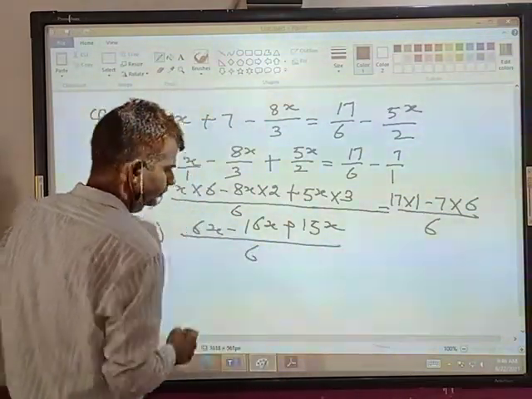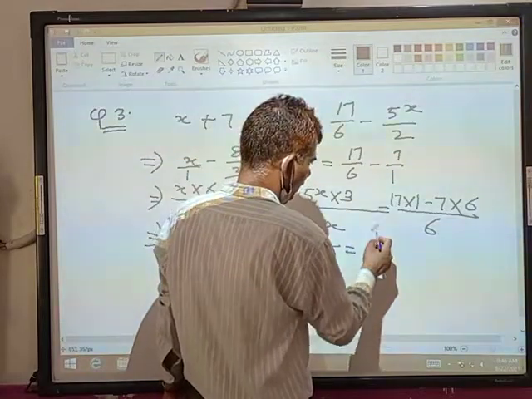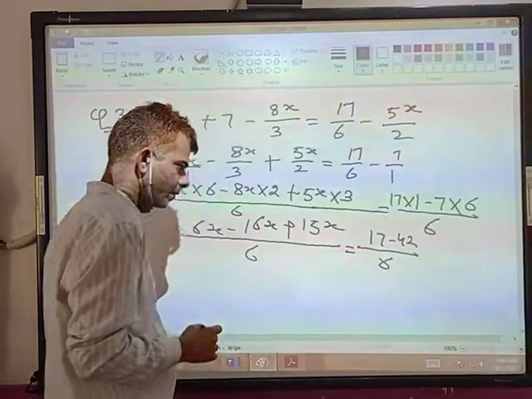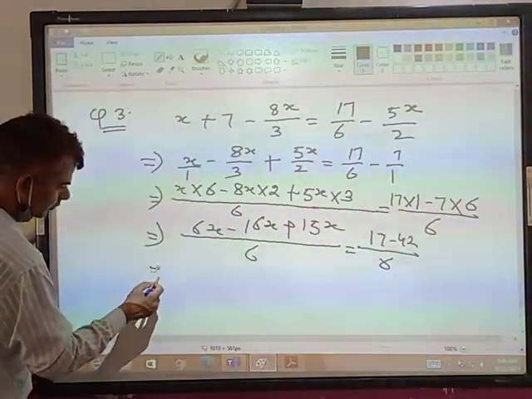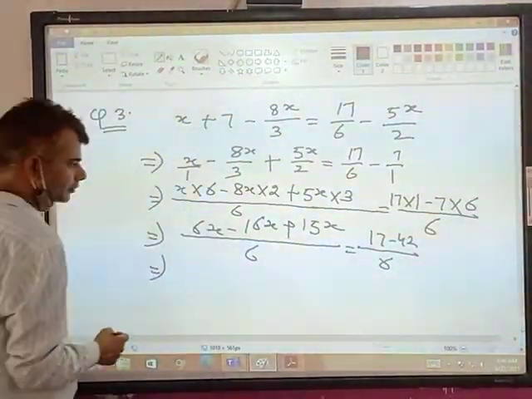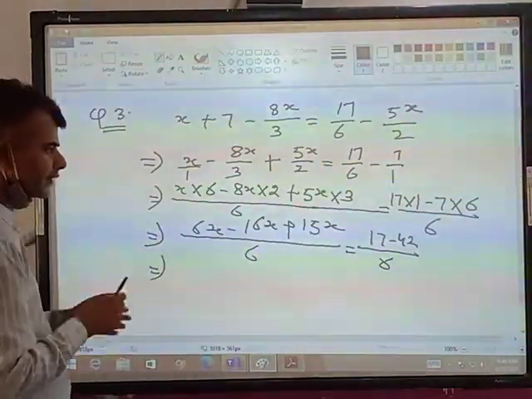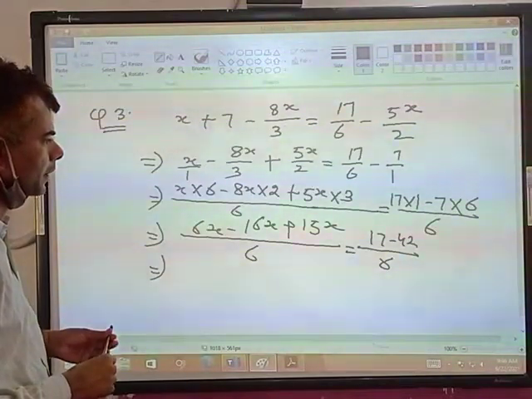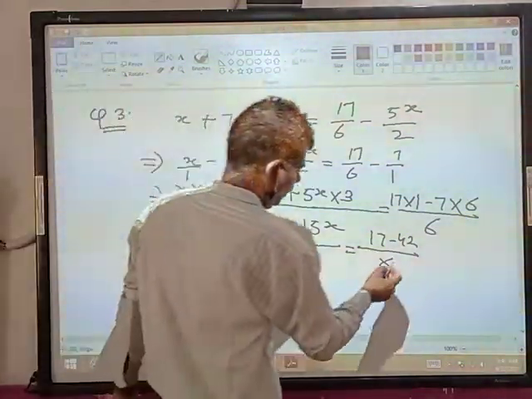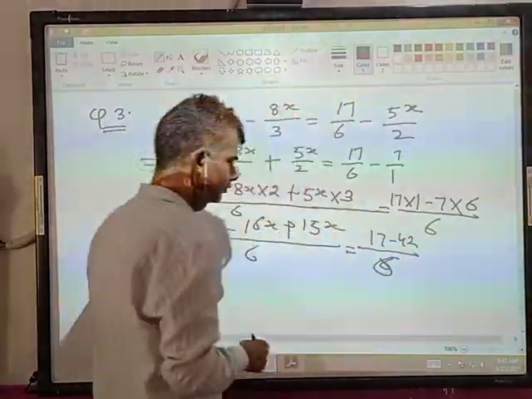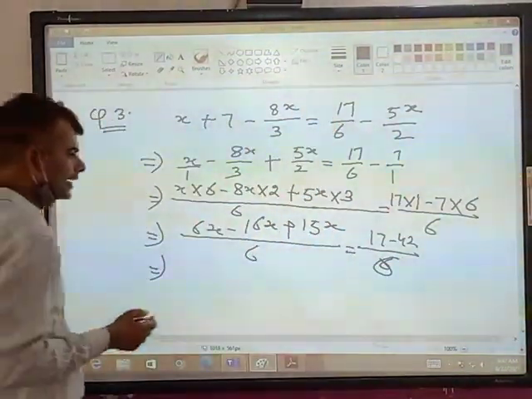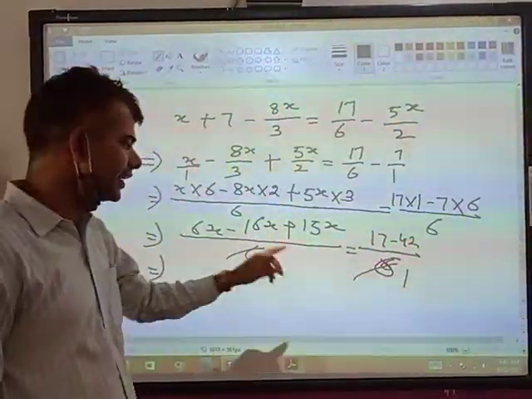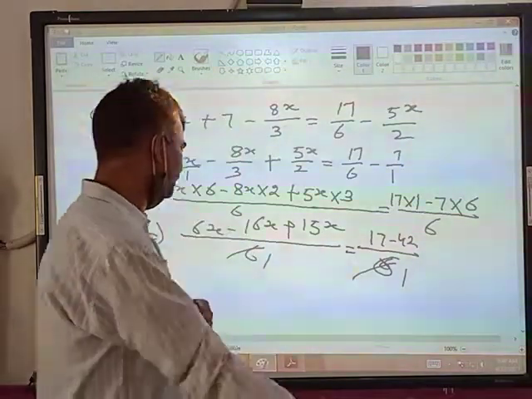That is 5x upon 6. Now 17 − 7 6s are 42, divided by 6. So 17 − 42 upon 6. Now students, 6 and 6 cancel out. If there is an equal sign, you can cancel it out.